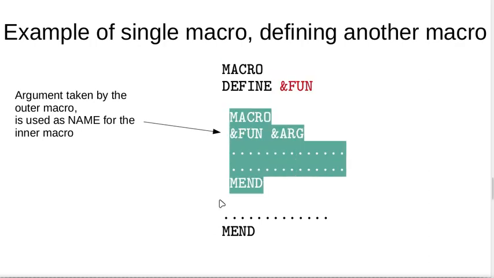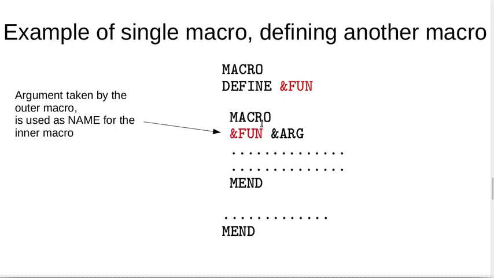So this is an example of how one macro definition can contain another macro definition within itself, and in the same process, the inner macro definition can be provided with a name by using the argument of the outer macro definition. Fine. If you have any problems with this part, please pause the lecture and go through it slowly. I am sure you will understand.